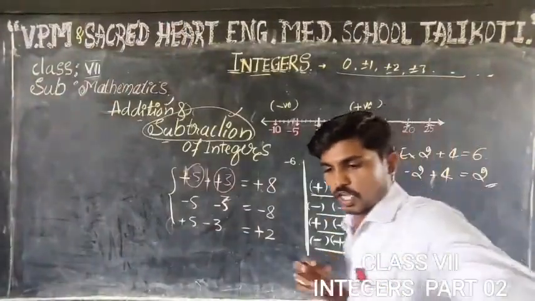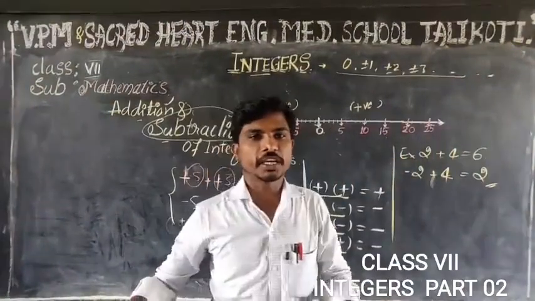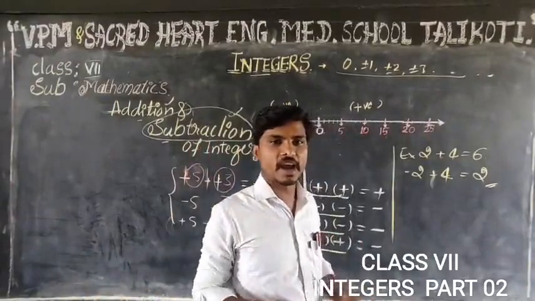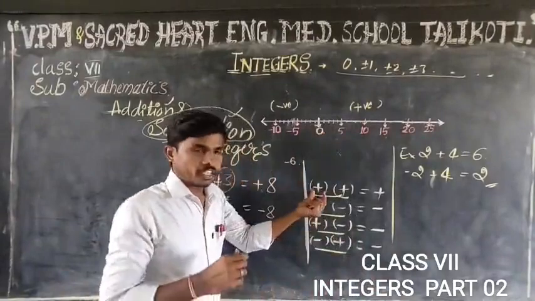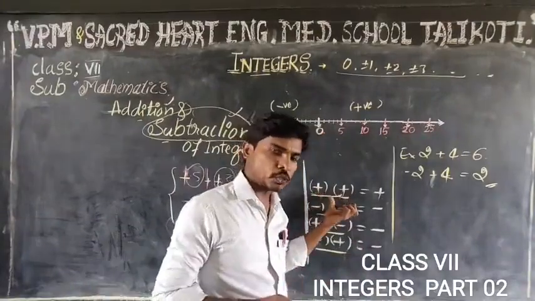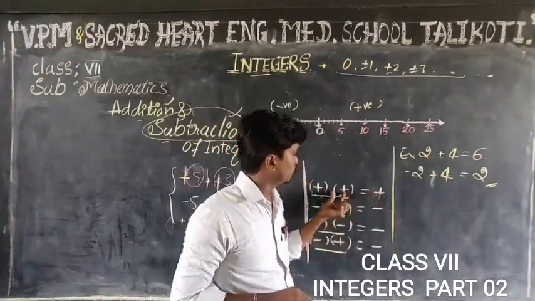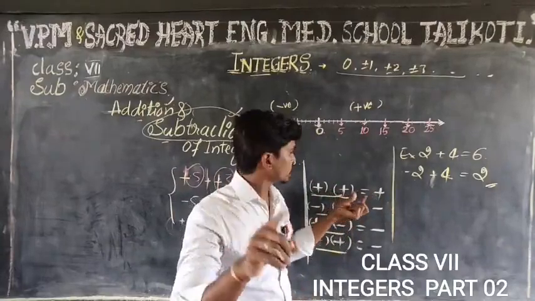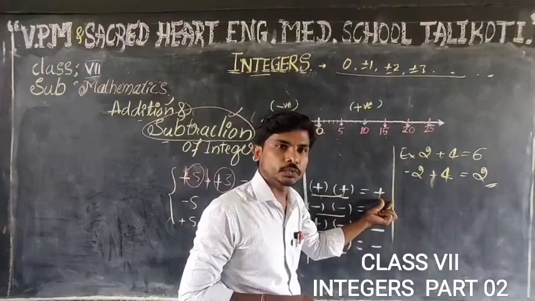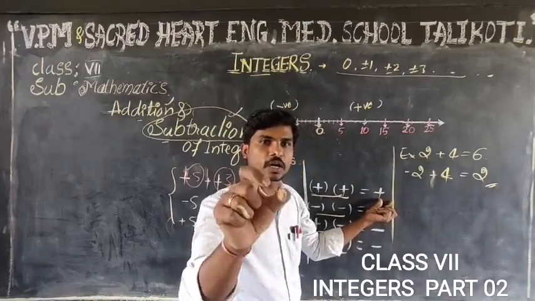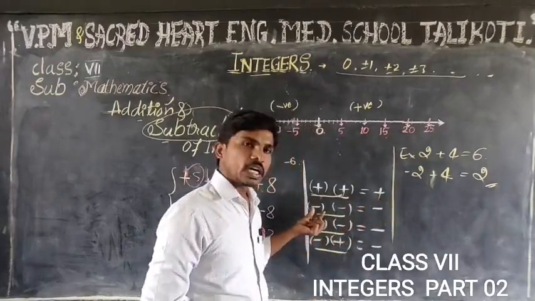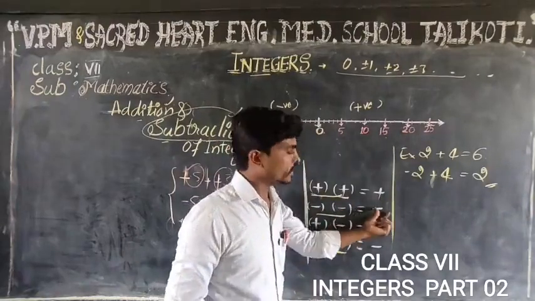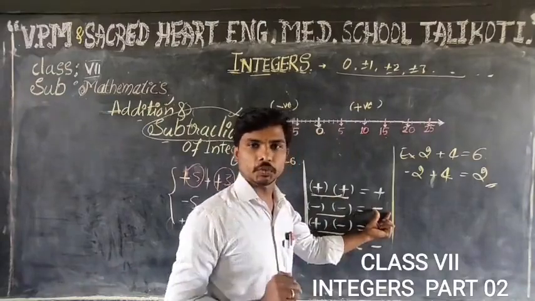Yes students, this is all about a rhyme related to integers, addition and subtraction. What is the meaning of that rhyme? It is a simple one. If both the signs are positive, add them up, then the result is positive. Next statement: if both the signs are negative, add them up, then the result is also negative.